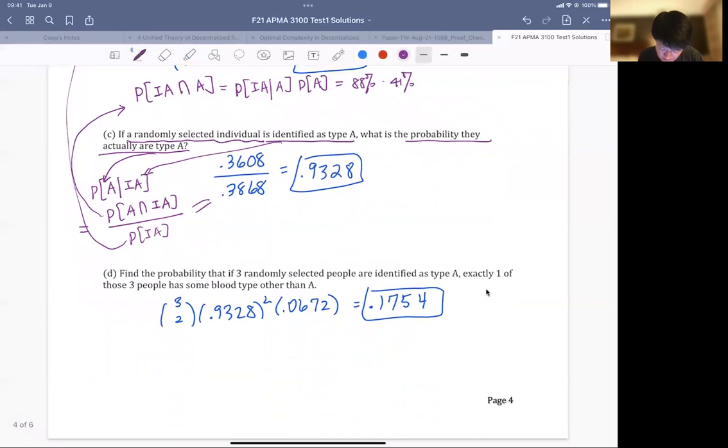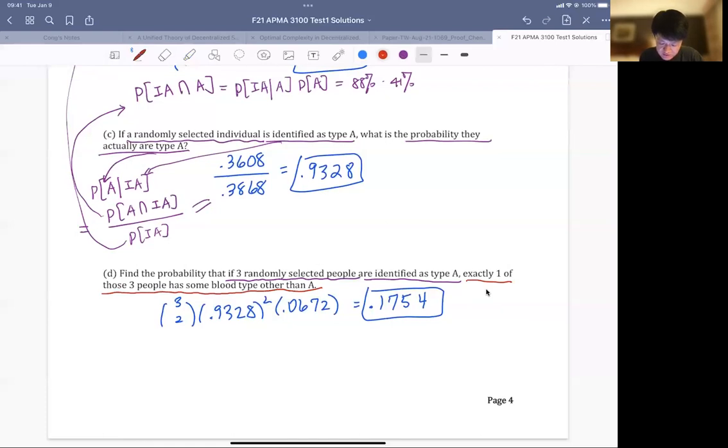Lastly, I have 3 randomly selected people, and they are all identified as type A. What is the probability that exactly one of those 3 people has some blood type other than A? Meaning that I have identified all 3 people as type A, and exactly one of them has a blood type other than A, equivalently, exactly 2 of those people have blood type A.